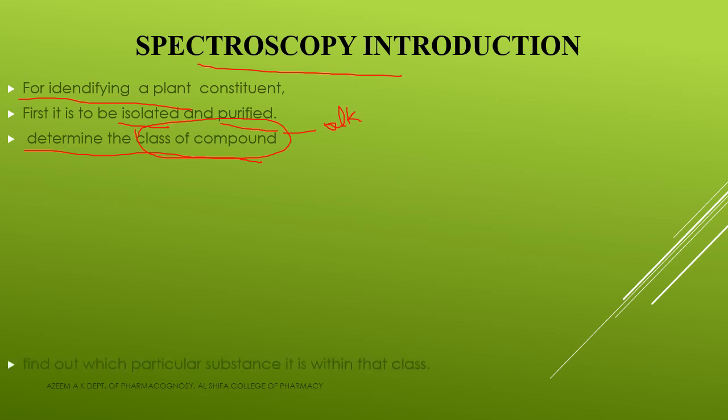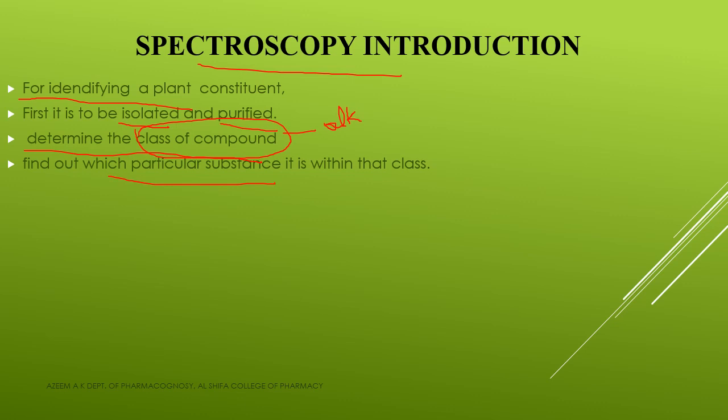Okay. So after identifying the class of compound, you have to find out which particular substance is that within that class. Clear? So you know a class. So you identify that the given plant is having alkaloids as a constituent. Then the next step is you have to find out which particular alkaloid is present there, that is, which particular substance that is within that class. So that you have to identify.